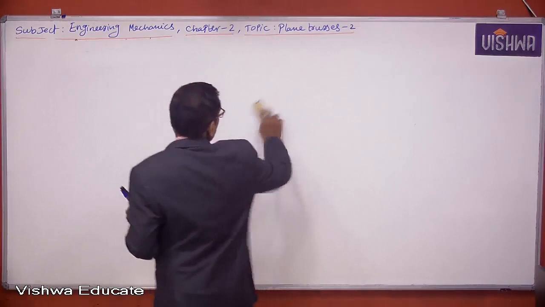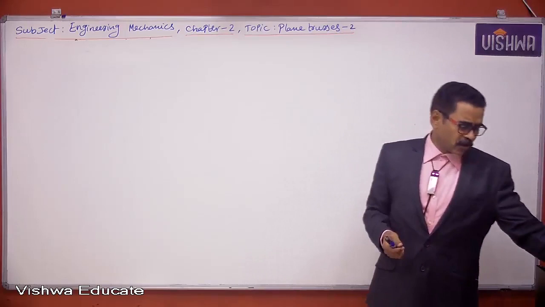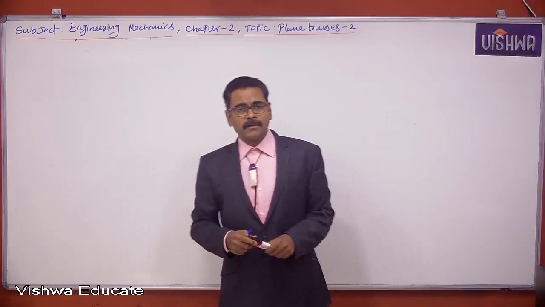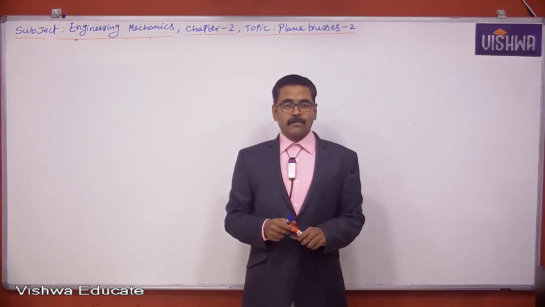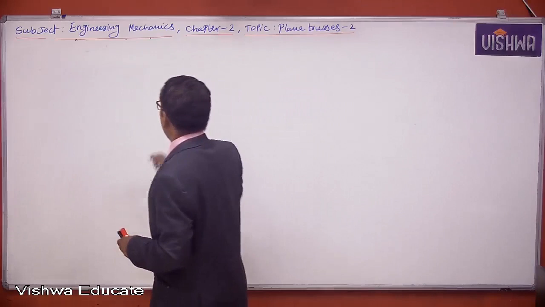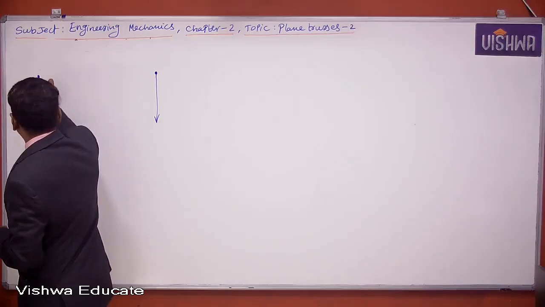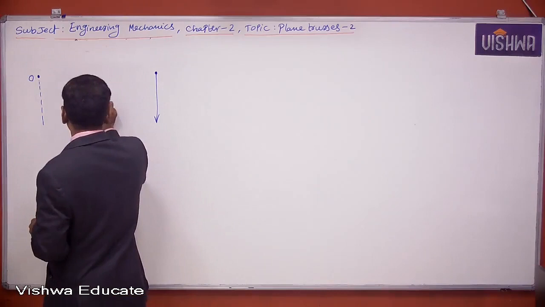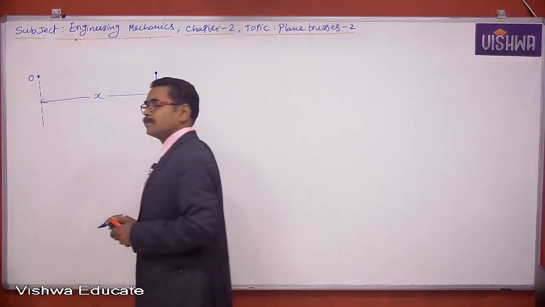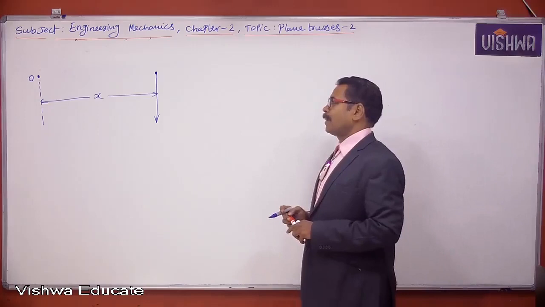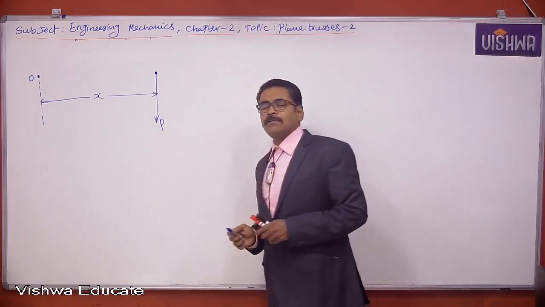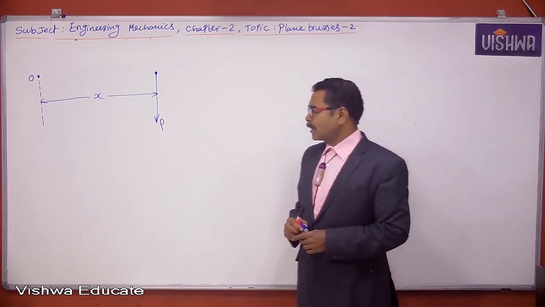Many students may confuse between clockwise moment and anti-clockwise moment. Generally, students would confuse what is clockwise moment, what is anti-clockwise moment. So let us try to understand. Here a force is acting like this, and about point O I have to take moments. Of course, the distance between these two is x, or the perpendicular distance between the line of action of the force and point O is x. This is P. Will it induce clockwise moment or anti-clockwise moment?